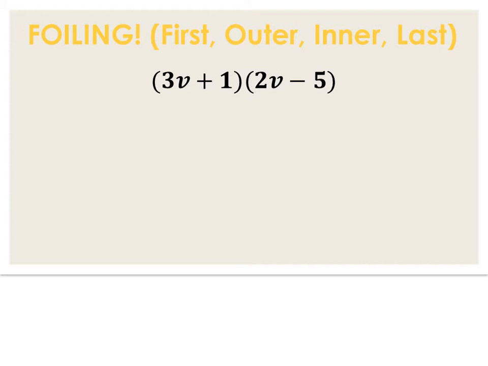So I'm going to multiply my first pieces together. 3 times 2 gives me 6. And v times v, remember you're adding your exponents. 1 plus 1 is 2. Then we have to do outer. This piece times this piece. 3 times negative 5 gives me negative 15, and then I have a v.